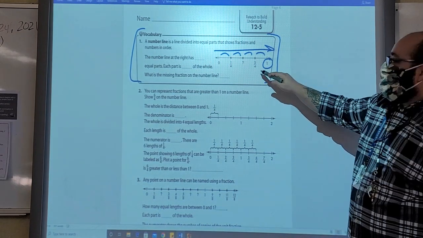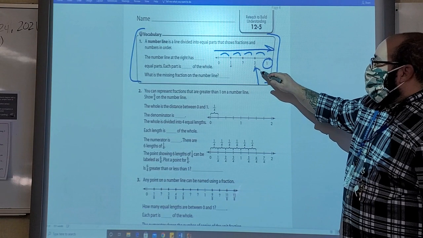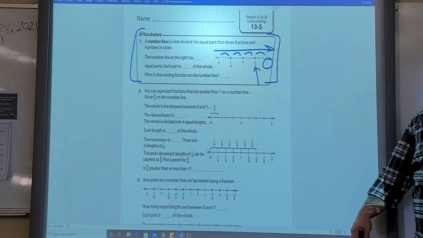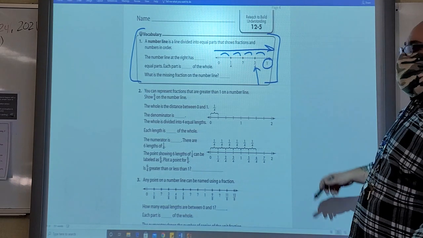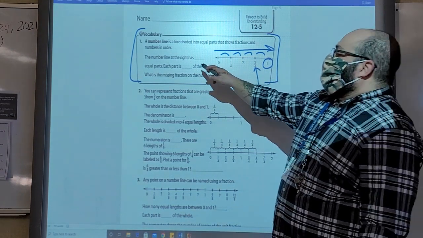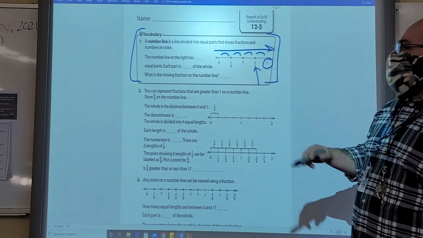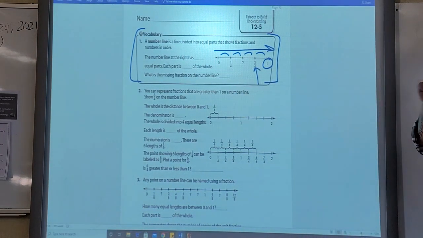The other hint is the denominator is 4. If they're giving you a fraction, that bottom number tells you how many lengths it's been divided into. How many parts, how many jumps. It gives you that information right there. So the number line at the right has blank equal parts. How many equal parts does that number line have, Kylie?